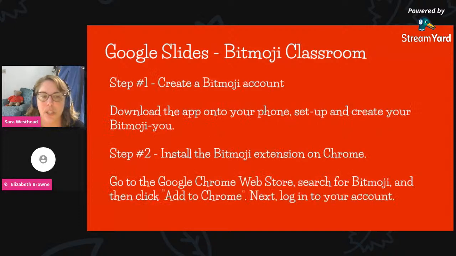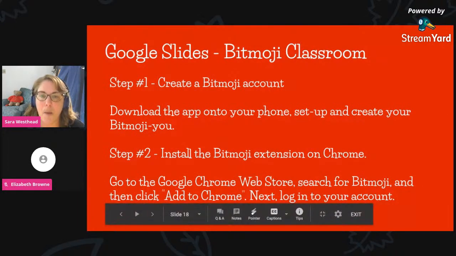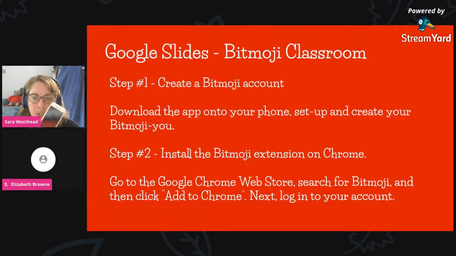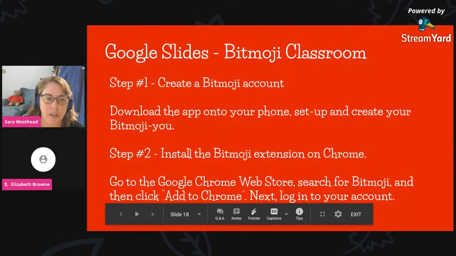The first thing you need to do is create a Bitmoji account. To do that, you need to download the application on your smartphone, okay? You can access it online, but to be able to customize your character to make it look like you, you need to do that on your phone. So download the Bitmoji app on your phone. Then you can install the extension from the Google Web Store into your Chrome browser. It has to be the Chrome browser because it doesn't connect with the other ones. All righty then.